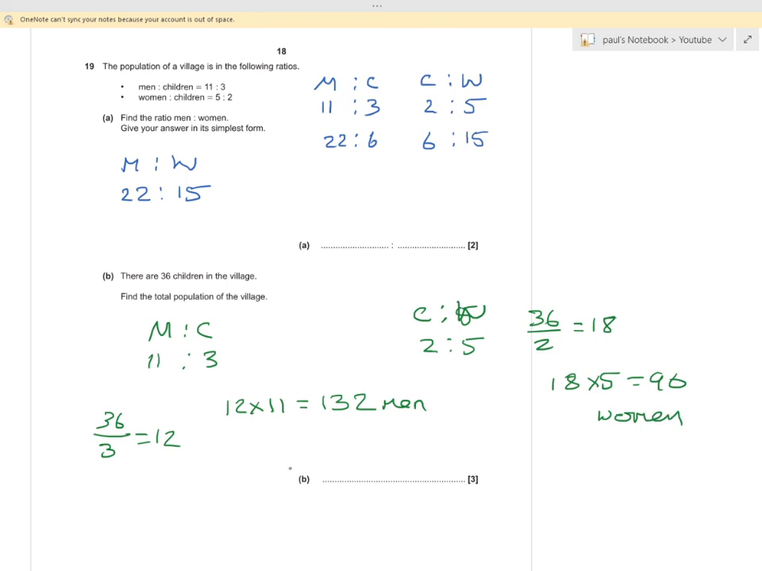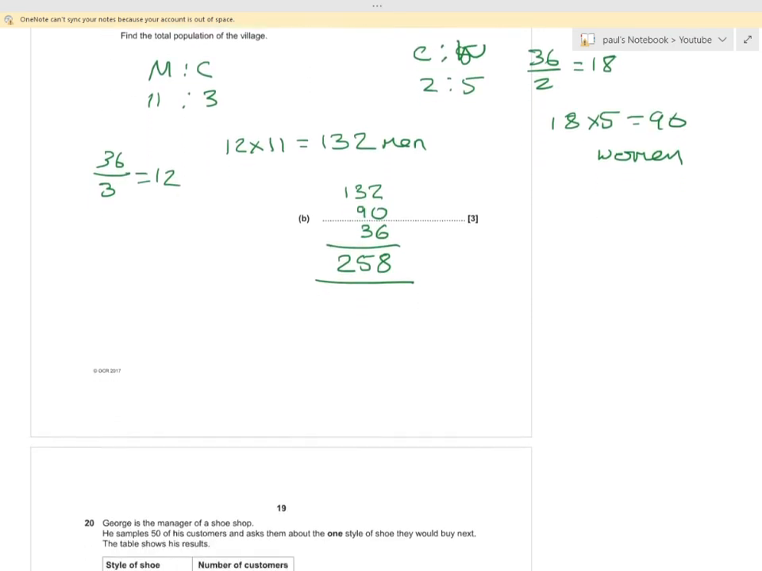Try adding this lot up now. So 132 plus 90, and don't forget the 36 children. So that's 8, 9, 10, 11, 12, 13, 14, 15, 258. It's better. Just do it in separate bits. I'm sure it would have worked out the other way. I just made a mistake.